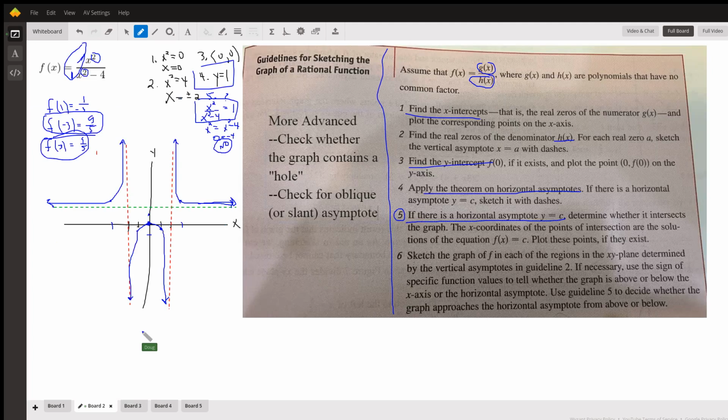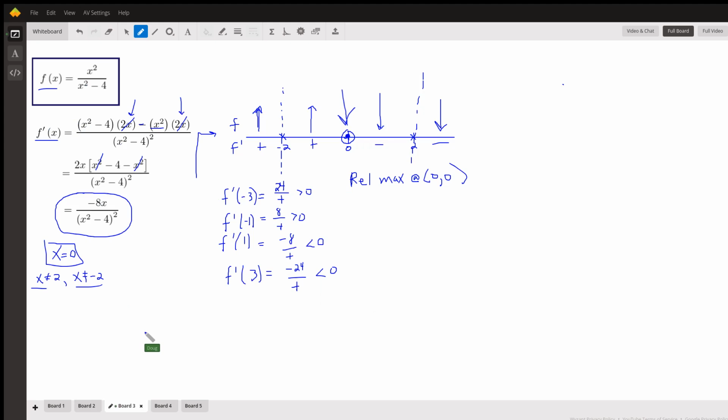Okay, and if we go back to look at this rough sketch, we can see increasing to the left of -2, decreasing to the right of -2, increasing to the left of 0, decreasing to the right of 0. Okay, so our calculus matches. And we can see that this guess for the relative max was correct.